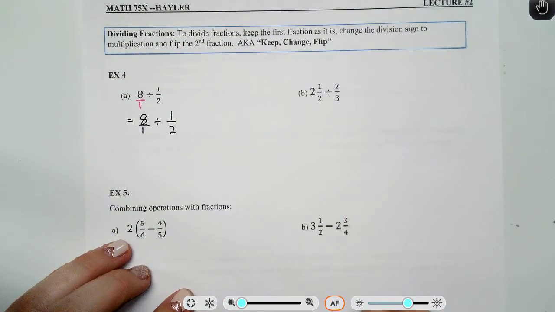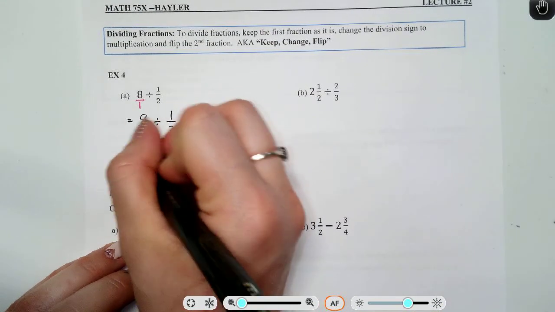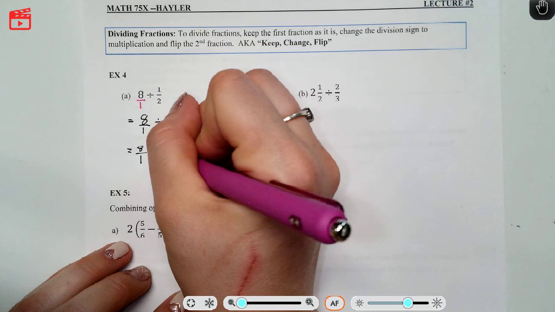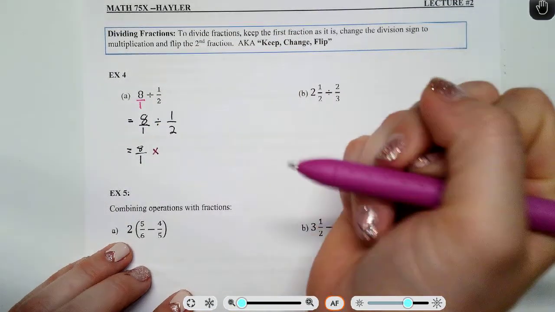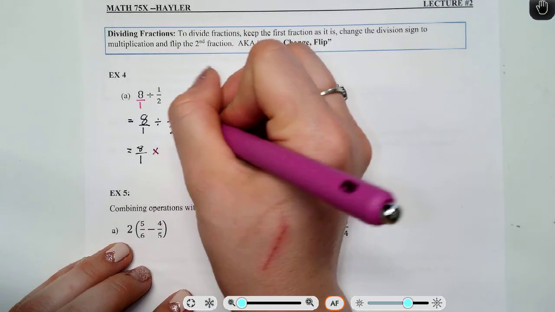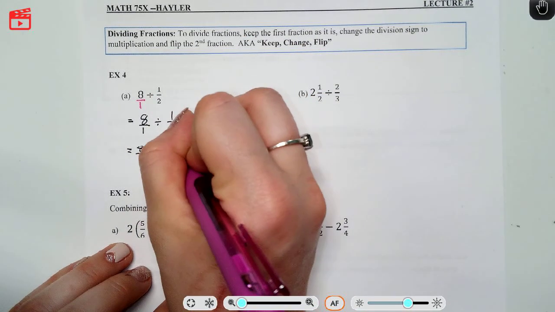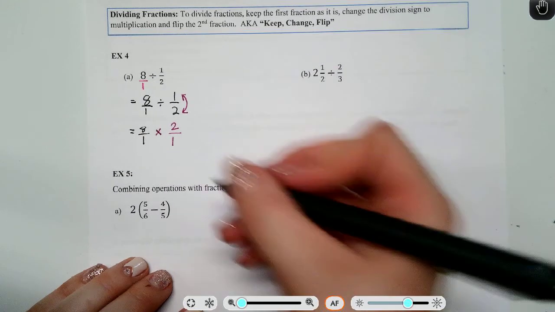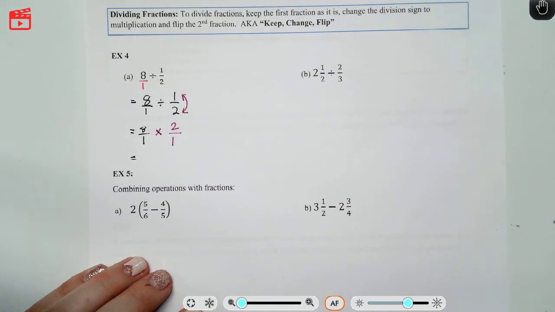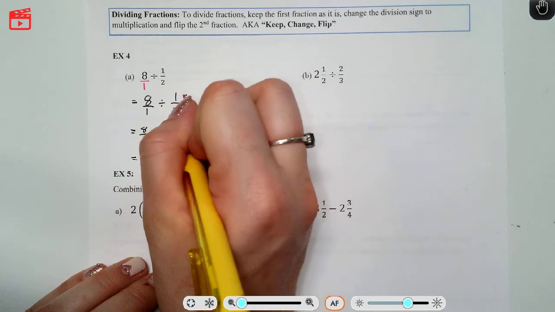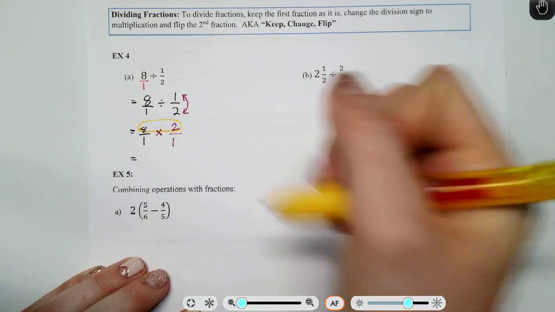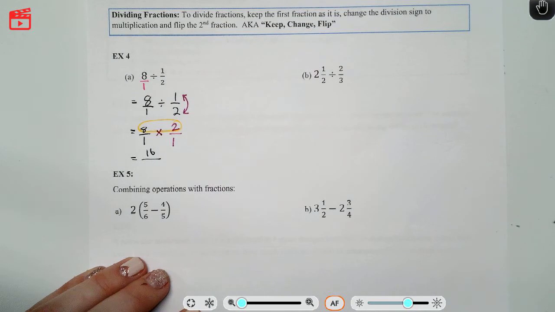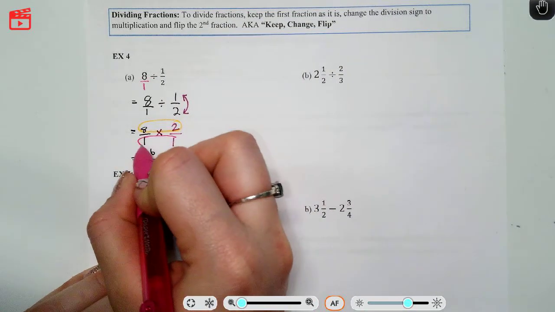Okay, so let's do our plan. Keep the first fraction. Change the symbol in the middle to multiplication. And flip the last fraction. So instead of 1 over 2, it's going to be 2 over 1. Now, how do we continue to simplify? We'll multiply across the top, just like we've done with the other multiplication problems. That'll be 16, and then multiply across the bottom. That's going to be 1.